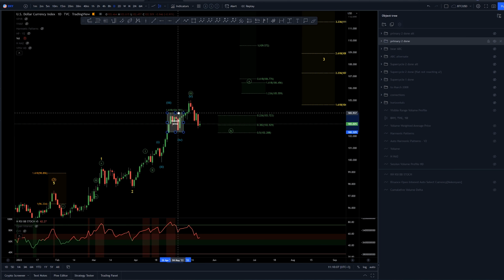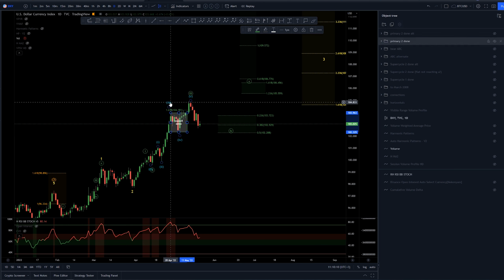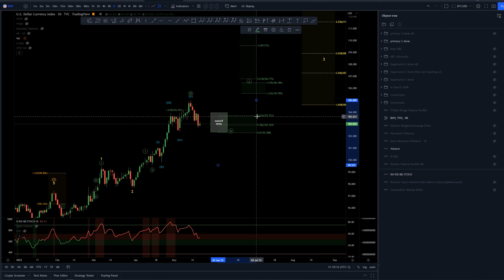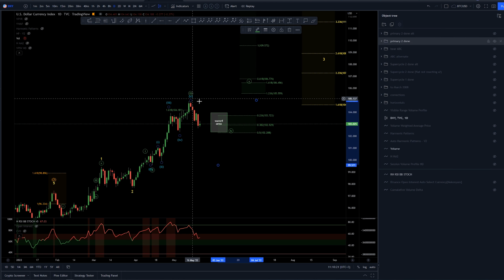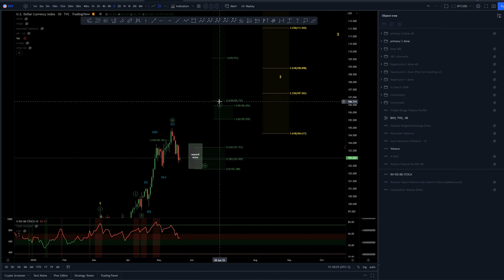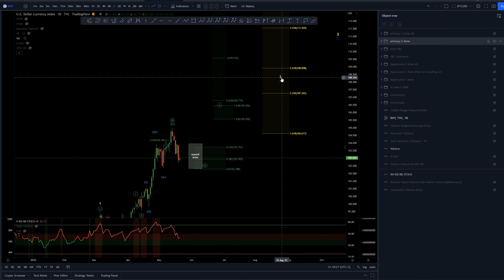Basically it is this area where we had the minuet count 3, 4. Also we have this area of 0.236 to 0.5 area of this third leg where we are targeting is wave 4. After which we are looking for the wave 5 to complete this third wave.